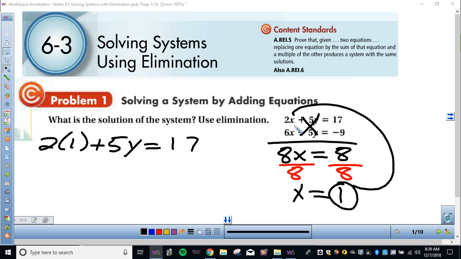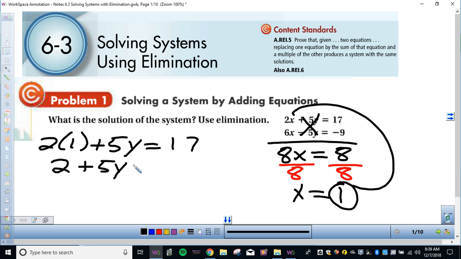Why? Because it's all positives, right? So I look over here now. 2 times 1 is 2, plus 5y equals 17.